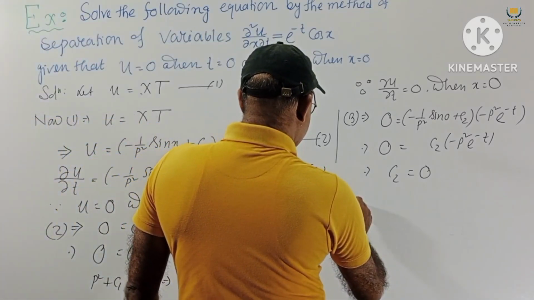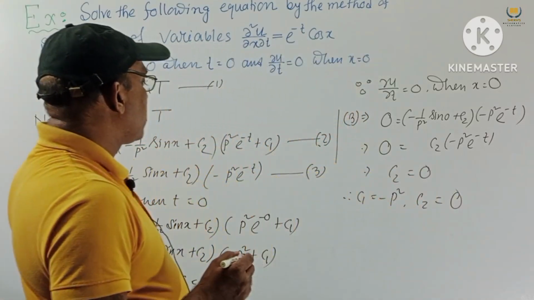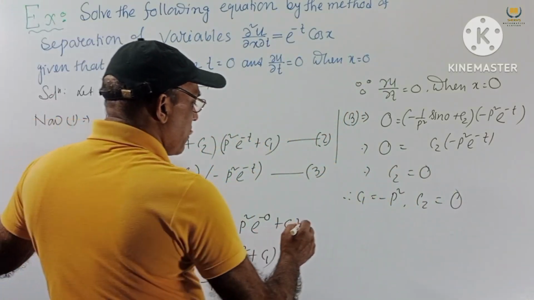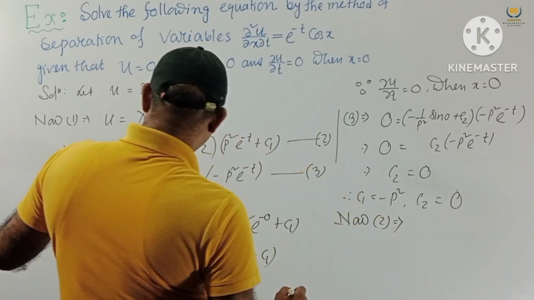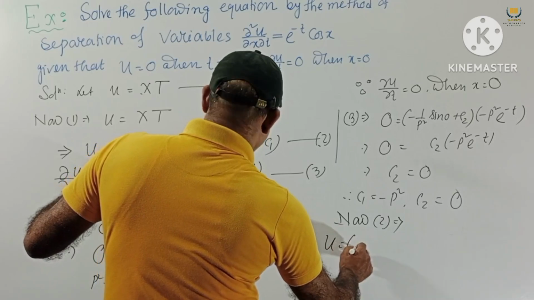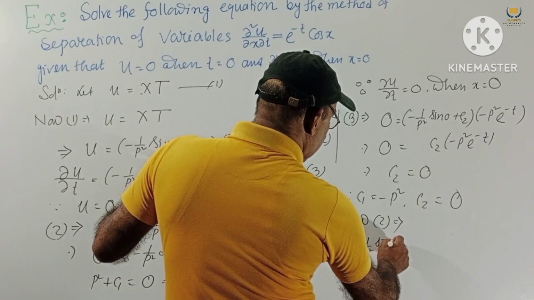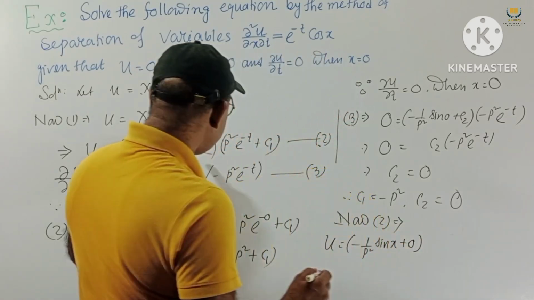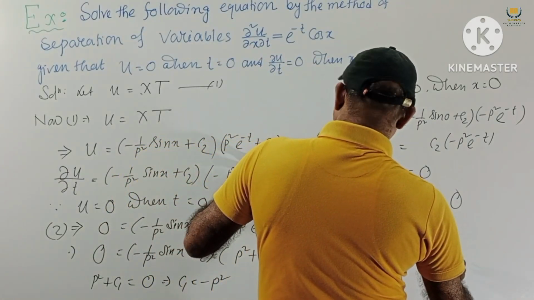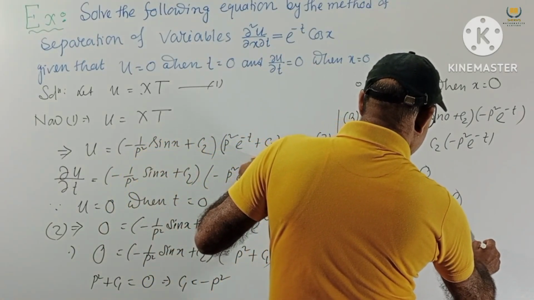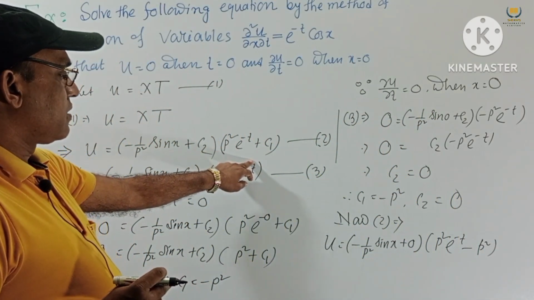Therefore, what we get? c1 equal to minus p square, c2 equal to 0. We are putting this value in equation number 2. Now 2 implies u equal to minus 1 by p square sin x plus 0, c2 is 0, and p square e to the power minus t, and this is p square. So we get this one.